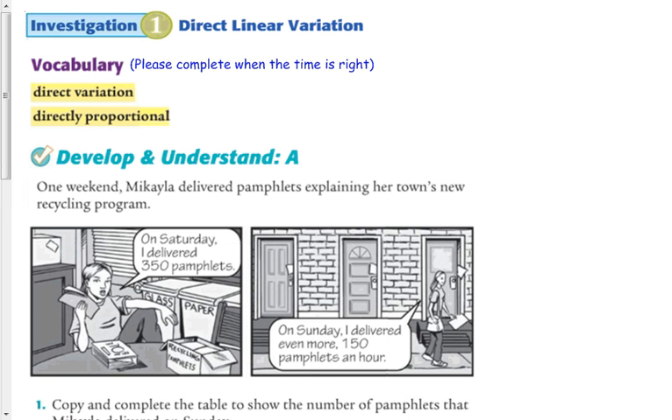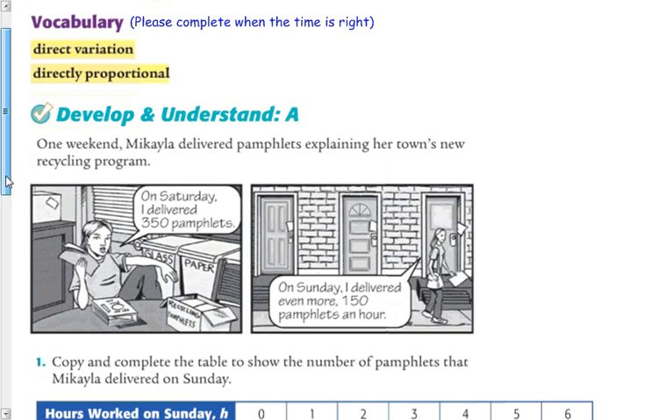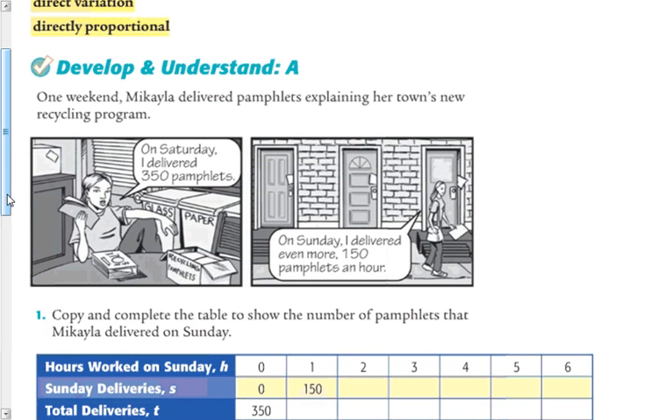Develop and understand part A. And we're going to talk about Michaela. She delivered pamphlets explaining her town's new recycling program. And from doing this problem, we're going to learn what it means to be a direct variation. Okay, so the important information here is that on Saturday, she delivered 350 pamphlets. And on Sunday, she delivered even more, 150 pamphlets every hour.